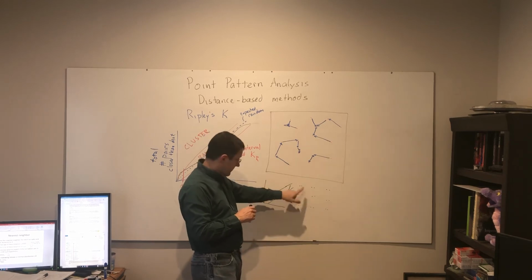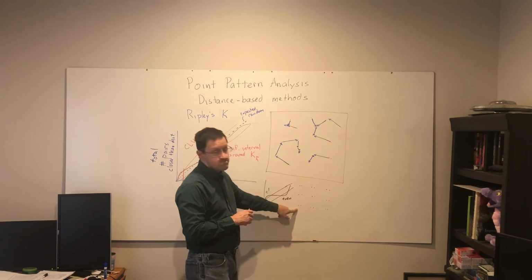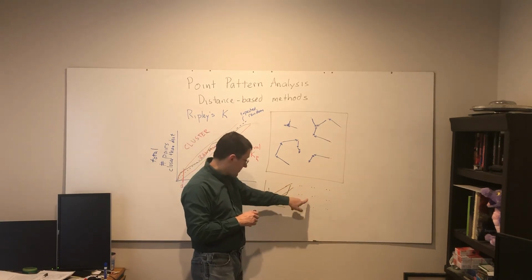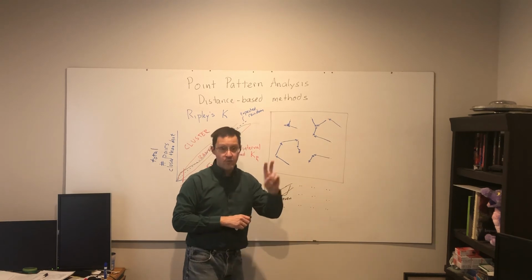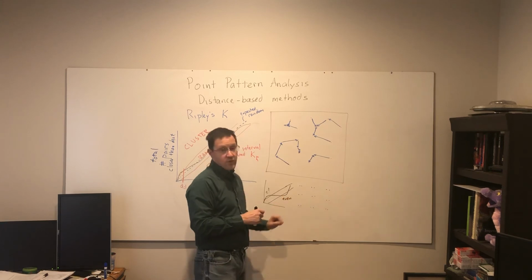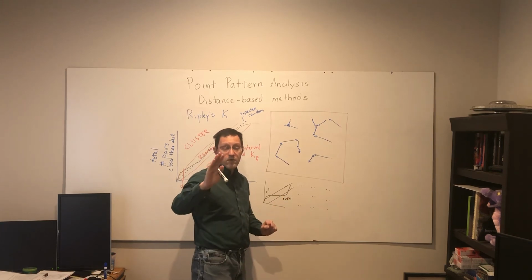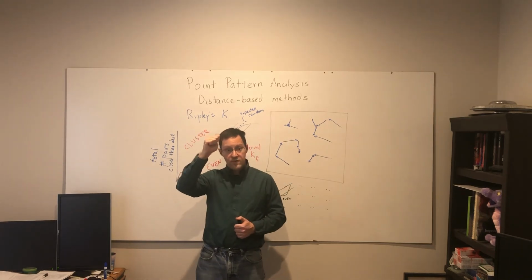Furthermore, in something like this, if I set up my quadrat grids correctly, it may say by quadrats, they're even. Every single cell has 2 points, evenly distributed. Nearest neighbor says they're clustered. So we have now 4 different approaches, 4 different tests.